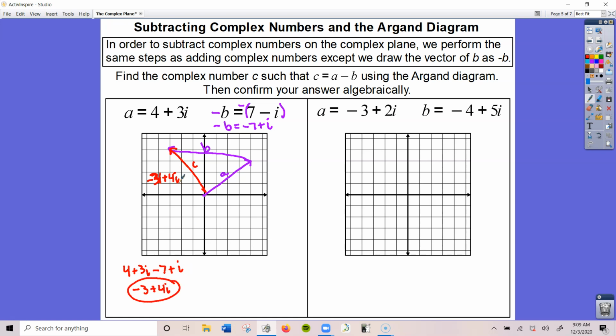So the Argand diagram and the algebraic analysis should match. If it doesn't match, you always want to double check your answer.